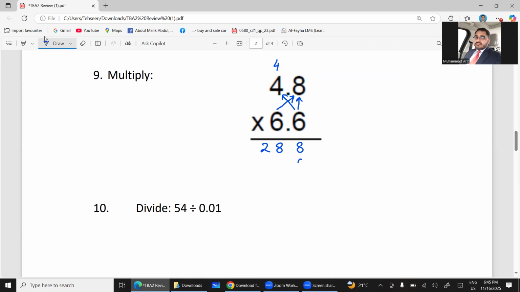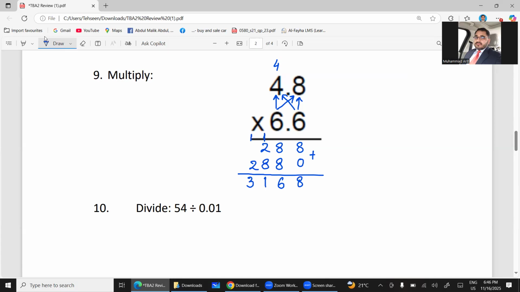As this 6 is at the tens place, and here is the ones place, we need to write 0. 6 multiply 8, 48. 8 here, 4 carry to the next number. Now 6 multiply 4, 24, plus this 4 will be 28. Now we need to add. 8 plus 0, 8. 8 plus 8, 16, 6, 1 up. Here 2 plus 1, 3, plus 8, 11. 1 here, 1 carry to the next number. And 2 plus 1 is 3.